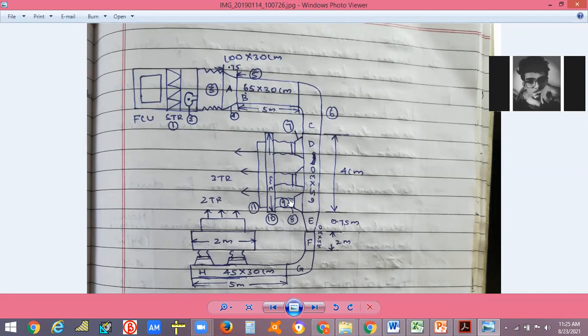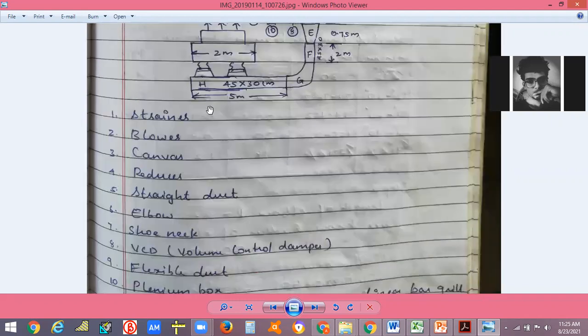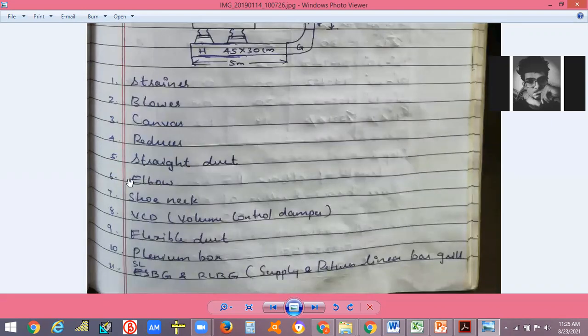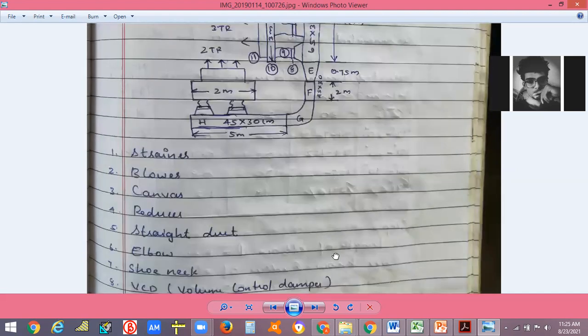Okay, and all these things have been written down. One is strainer, two is blower, three is canvas connection, four is reducer, five is straight duct, six is elbow, seven is shoe neck, eight is volume control damper, nine is flexible duct, 10 is plenum box, 11 is supply and return linear bar grill. Okay, it's already written here, so don't skip any numbers.